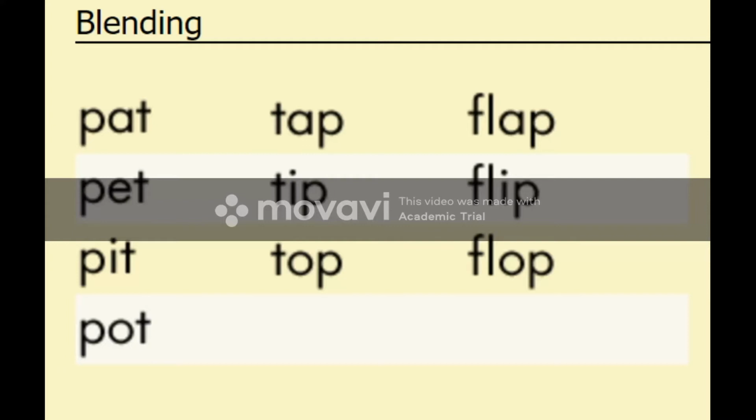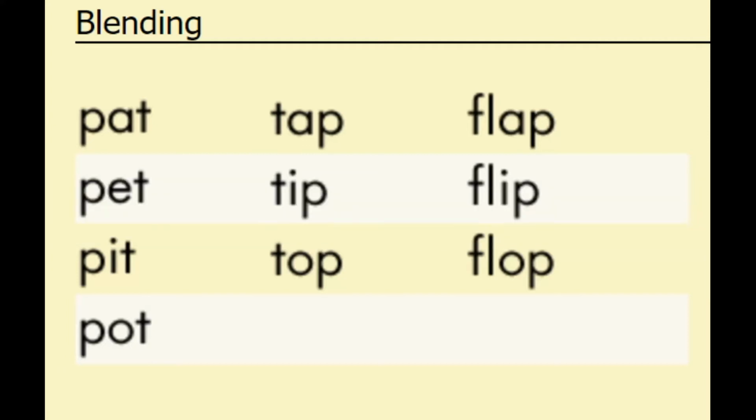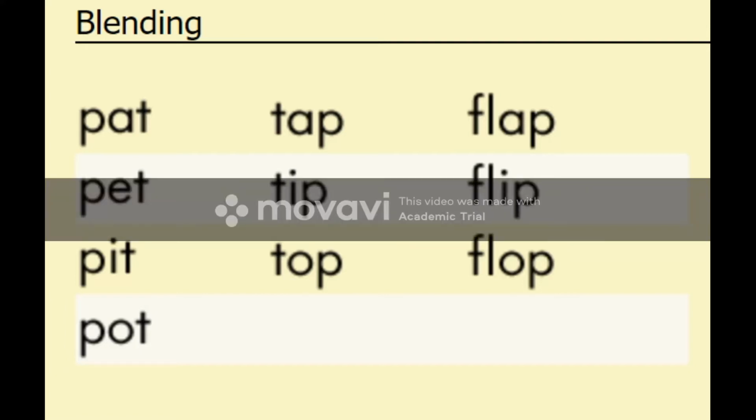Now, let's practice reading each word together. We're going to go down each column. Ready? Here's the first word. Pat, pet, pit, pot, tap, tip, top, flap, flip, flop.